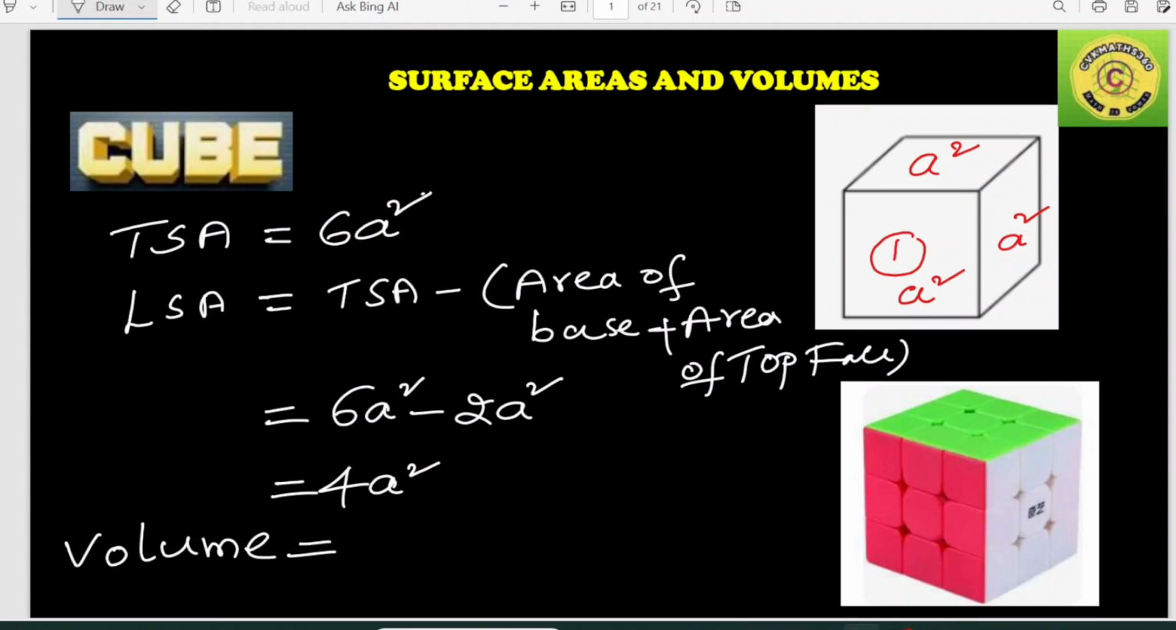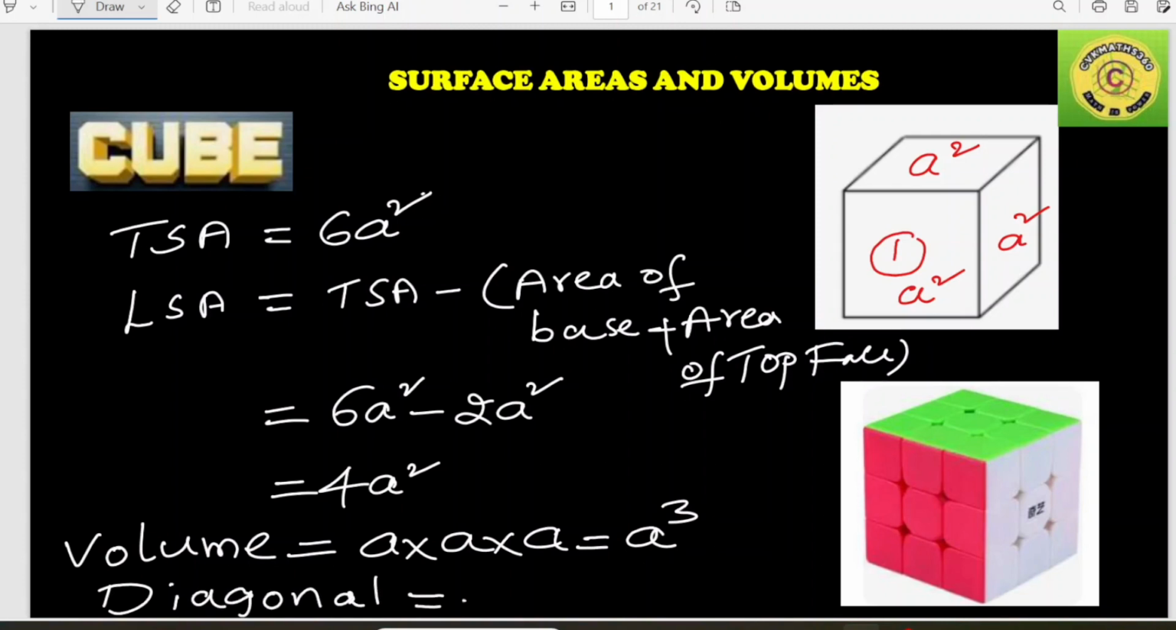And volume of cube. All three dimensions should be equal, so we get a cube. And the diagonal will be root over a square plus a square plus a square, which is nothing but root 3 into a units. Area is always in square units, volume is in cubic units, and diagonal is in units. If they give centimeter, it's centimeter; if meter, it's meter.